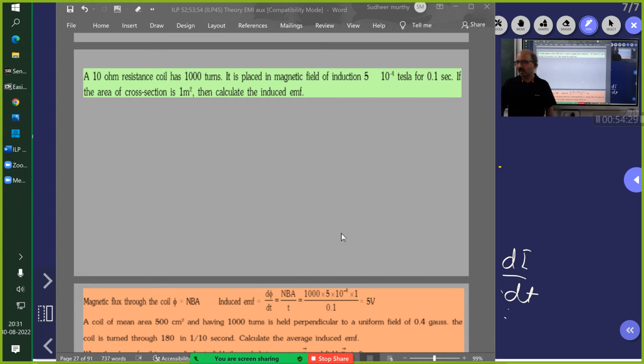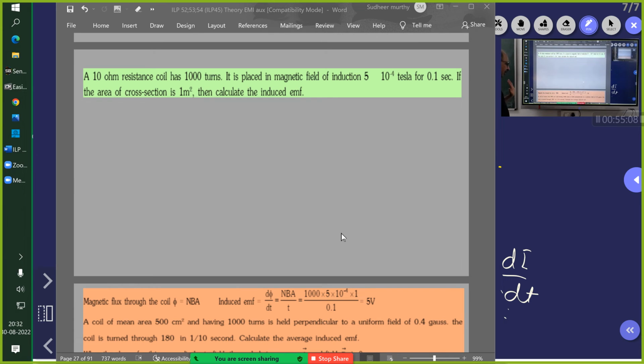I hope you are able to read the sentence there. So I hope all of you know how to use Gauss and Weber. Weber per second. Okay. So what is the conversion? 10 to the power of minus 4. Multiply Gauss by 10 to the power of minus 4. You will get Weber. You will get the magnetic field in Weber per meter square. Got it? So this also I think you can do.